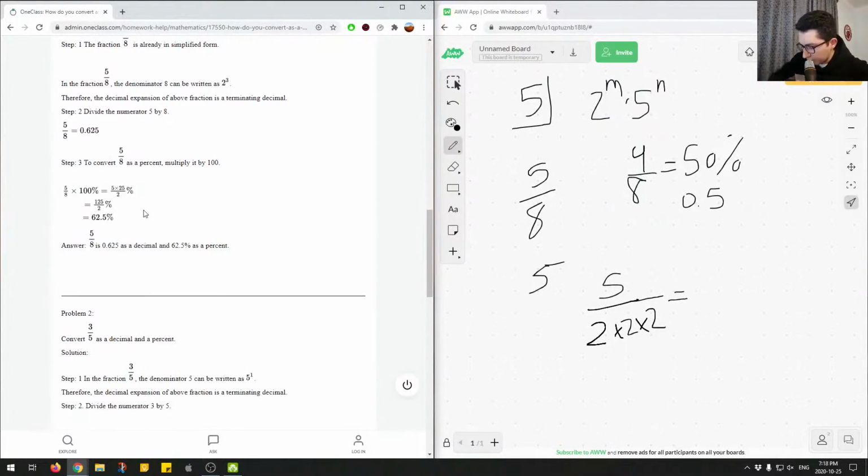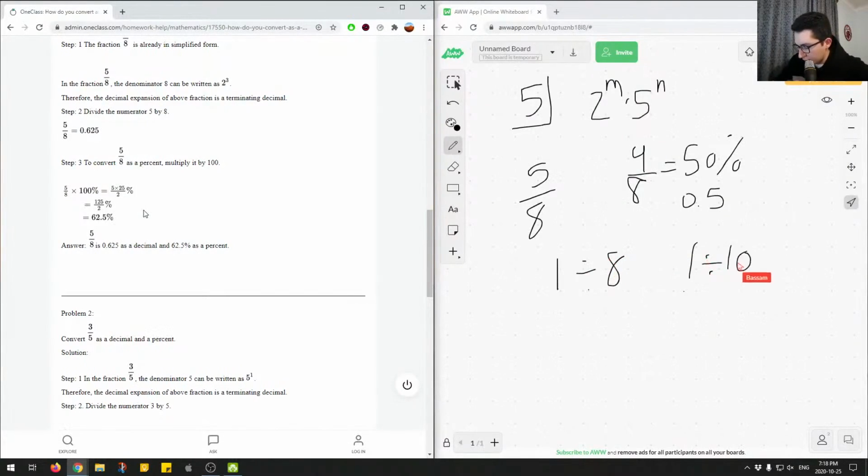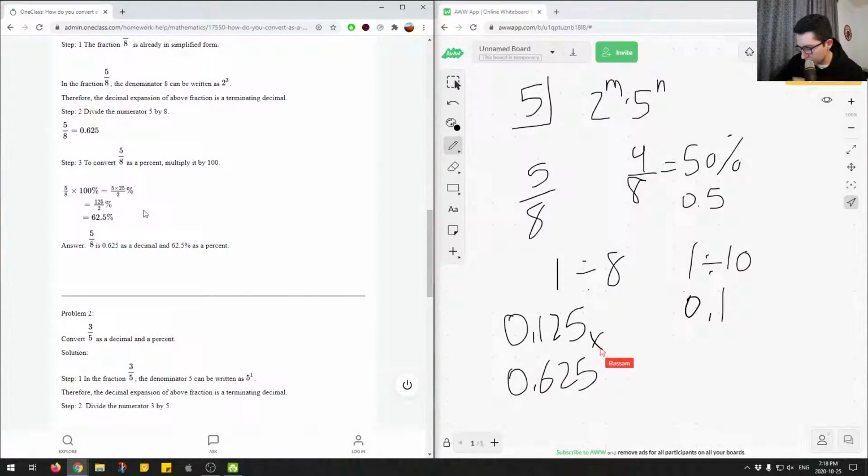So I guess this is a better way to think about it. If you split up 1 divided by 8, you know that if you did 1 divided by 10, you would get 0.1. And then essentially 1 divided by 8 is 0.125. If we multiply this by 5, we would end up with 0.625.